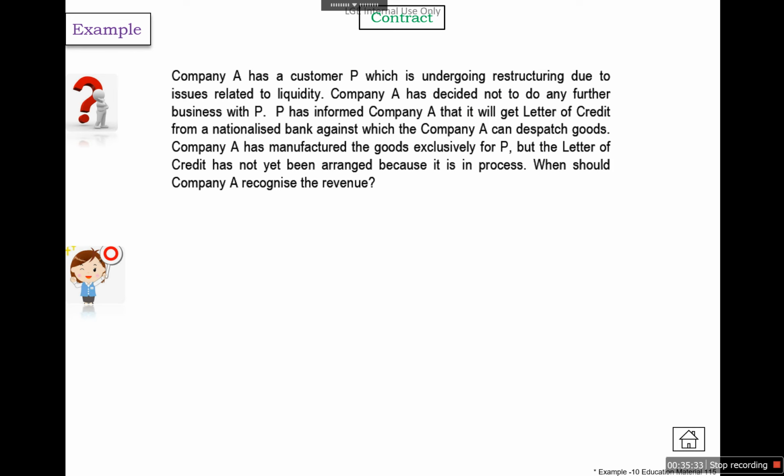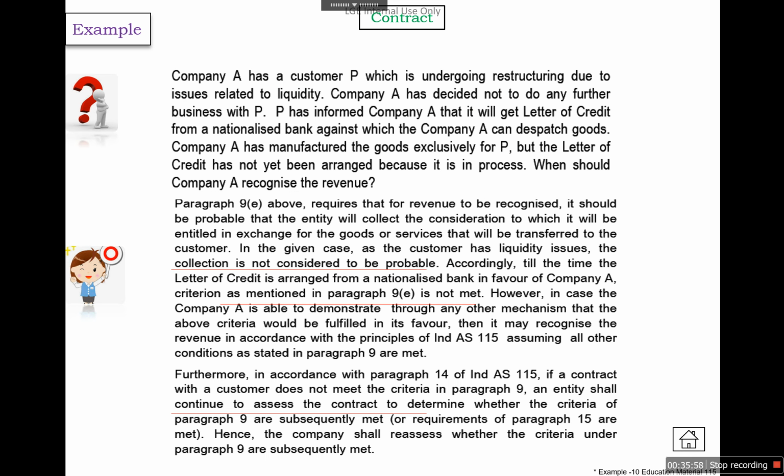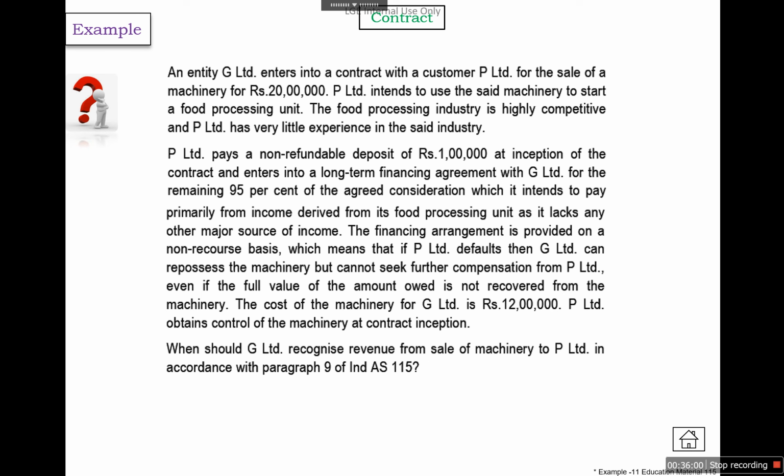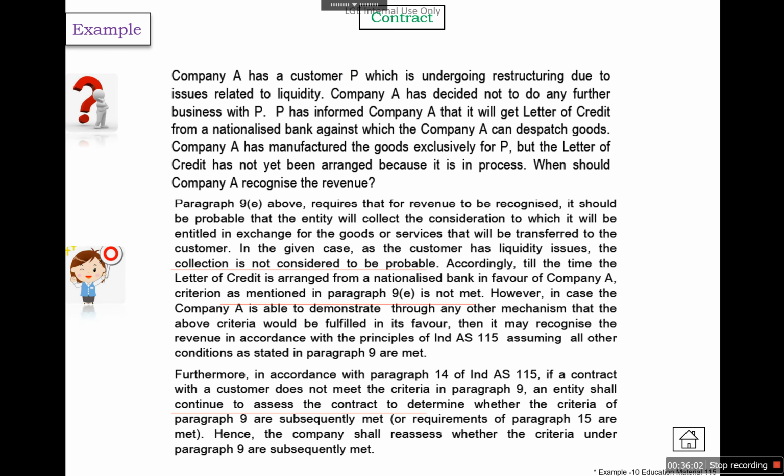So one of the conditions of a contract is that there should be probability of collection. In this case, because P is in a liquidity crisis, although it has assured that it will provide the letter of credit, it has not provided the letter of credit yet. So the probability criterion is still not met. So we will not be able to recognize the revenue till it provides the LC.